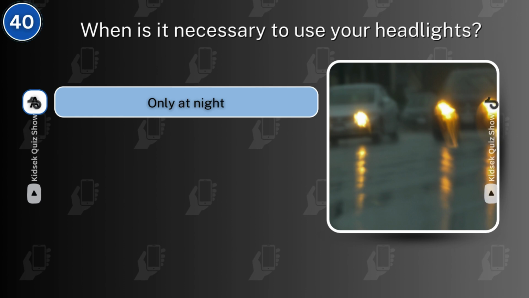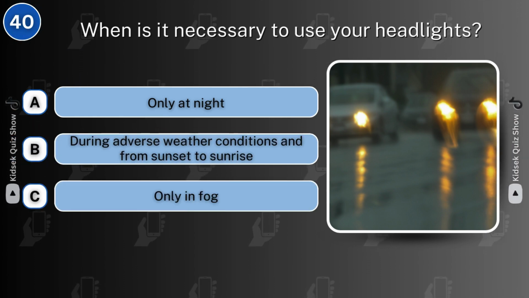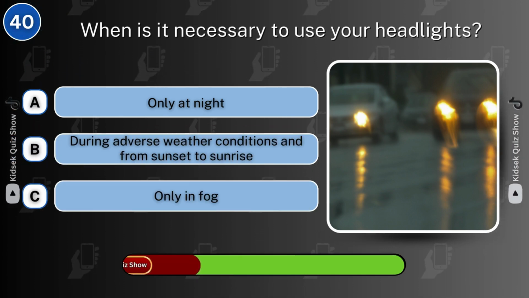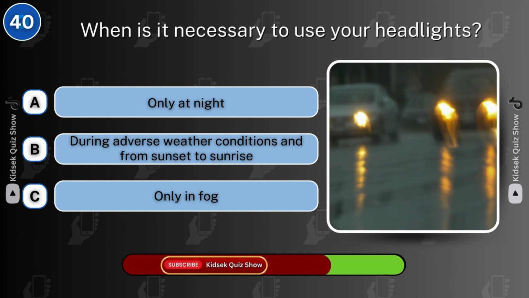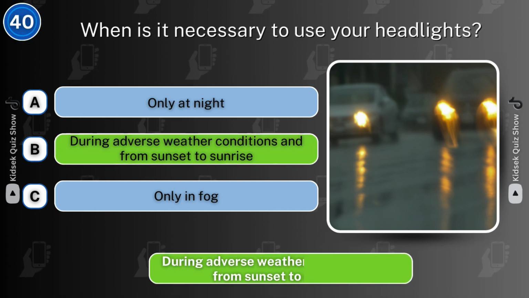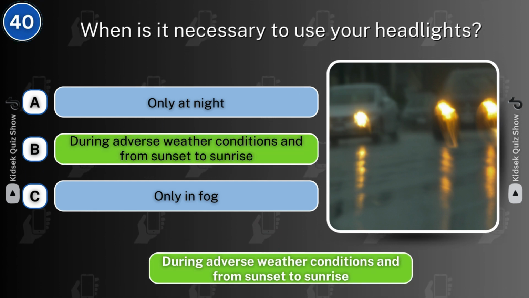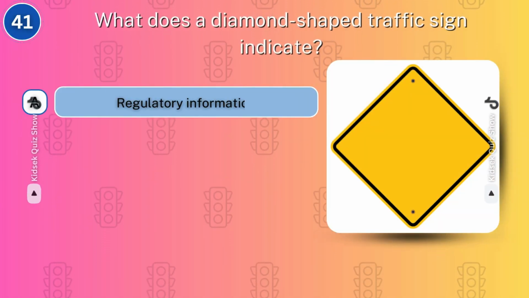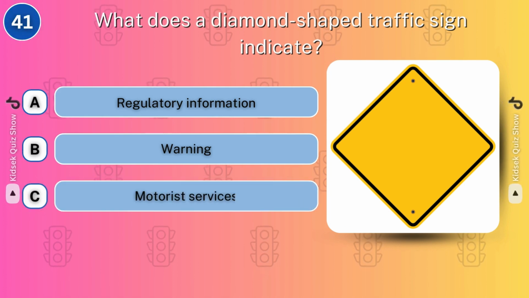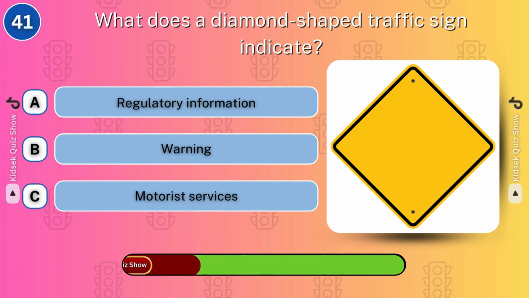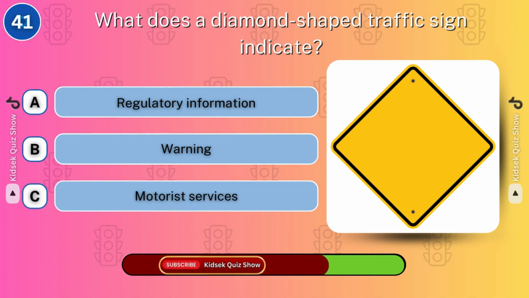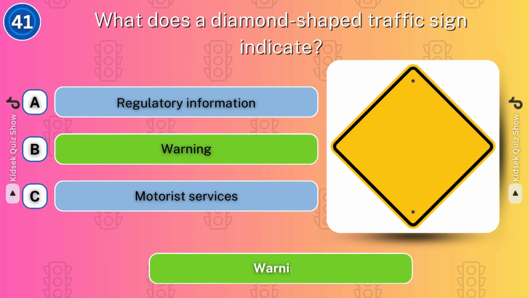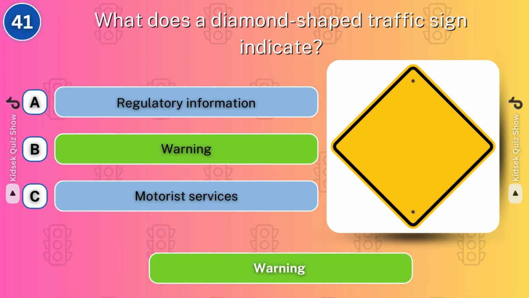When is it necessary to use your headlights? During adverse weather conditions and from sunset to sunrise. What does a diamond-shaped traffic sign indicate? It means a warning.